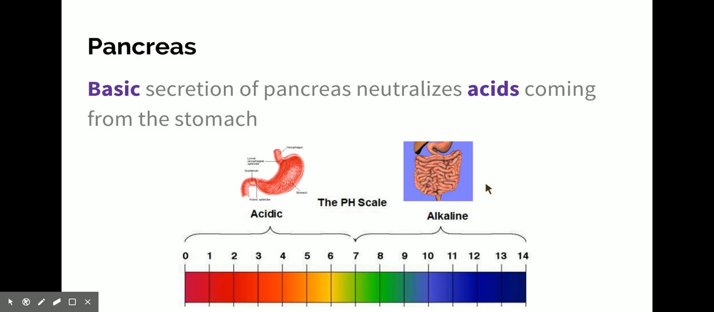Now, we know that when food is partially digested in the stomach, it's mixed with hydrochloric acid. So when it enters into the first part of your small intestines, which is known as the duodenum, it is going to be acidic. Part of what the pancreas also does is it secretes basic solutions to neutralize those acids. So the stomach is going to be slightly acidic. The environment in your small intestines is going to be slightly basic, so that when these two environments collide at the first part of your small intestines, it neutralizes.